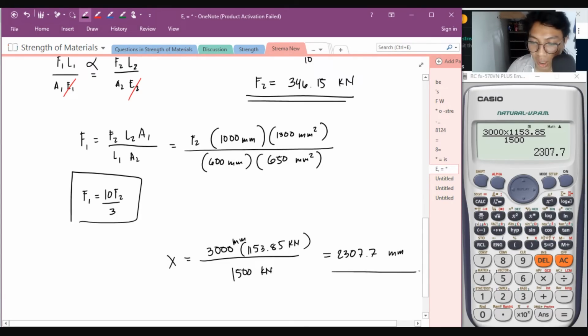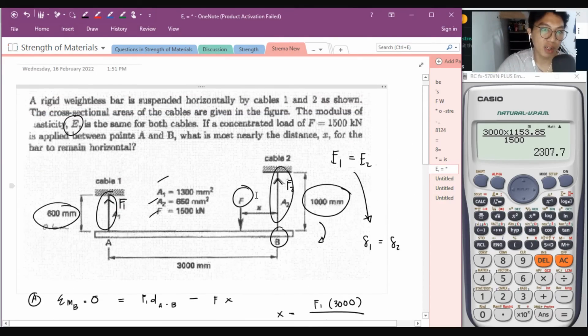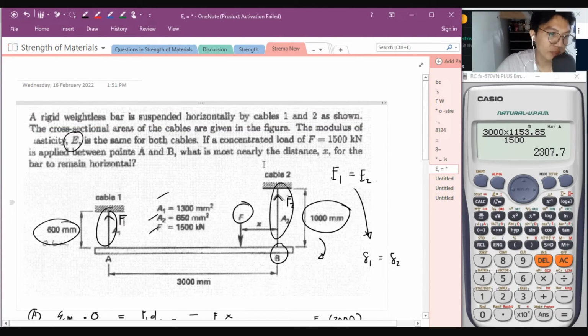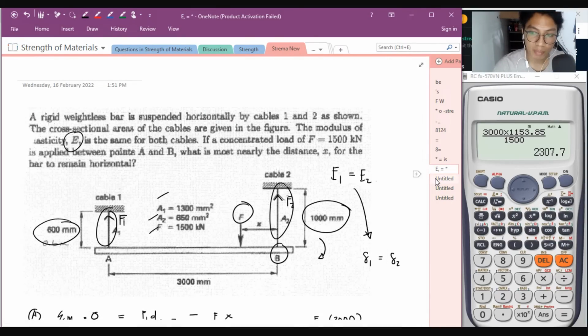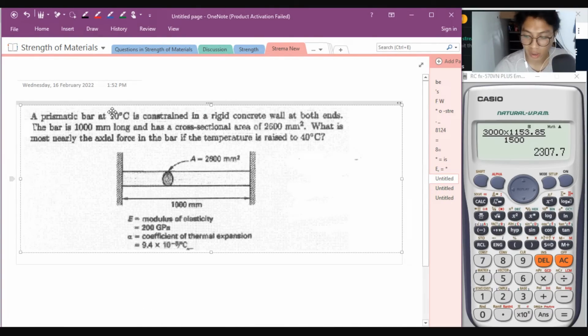That is the distance needed to maintain the deflection. Same deflection. Okay? That is for the problem, the last of the 4 problems. Next one.